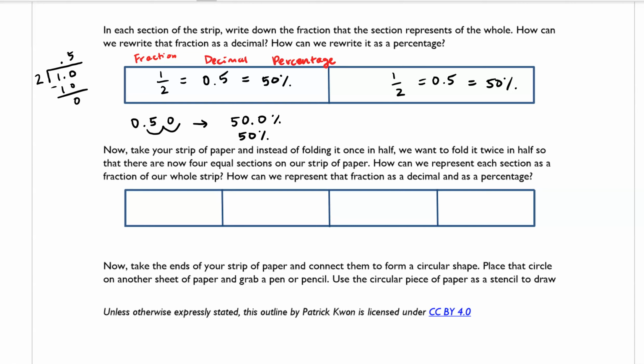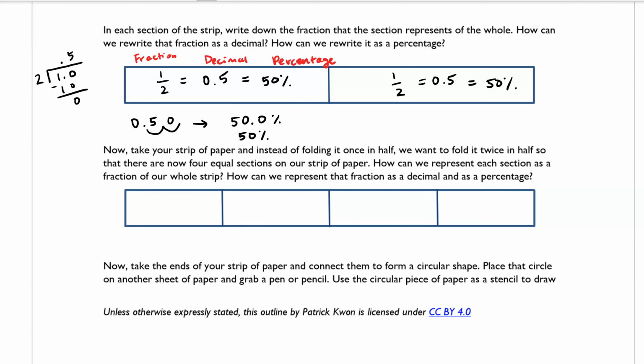So you probably have writing on one side of your paper. So because we're going to write in on the new sections that we folded in, maybe you can flip your piece of paper over and write on the other side.